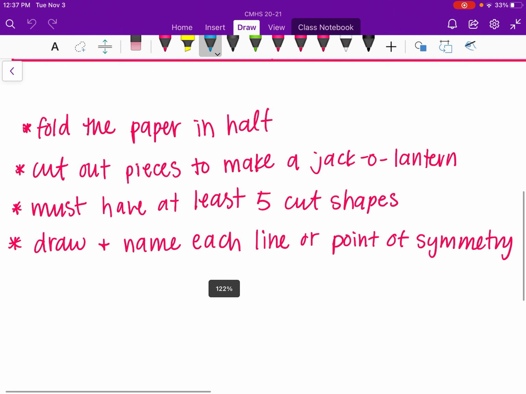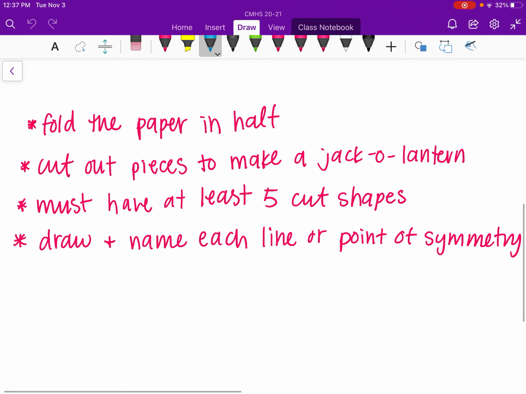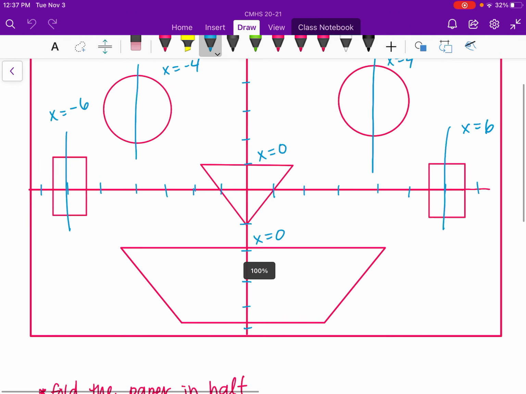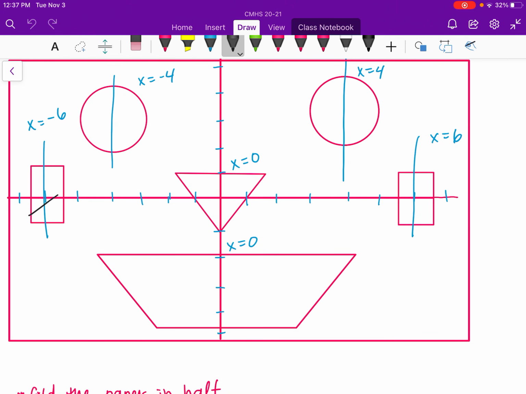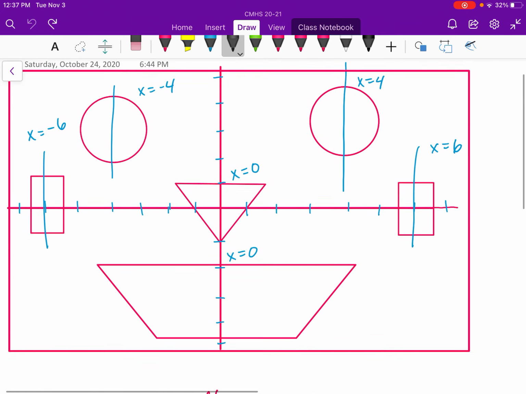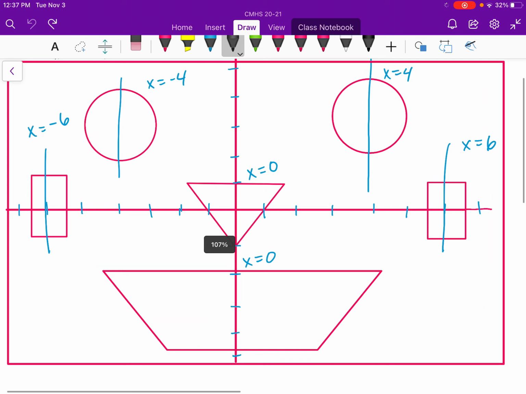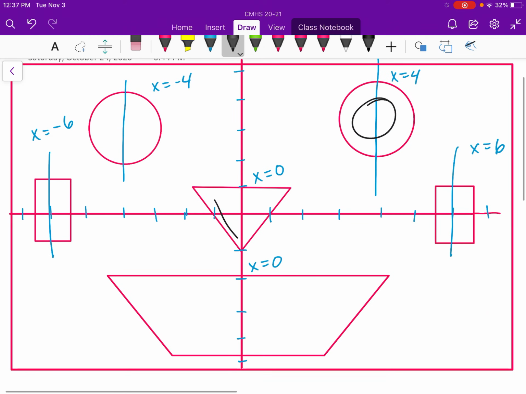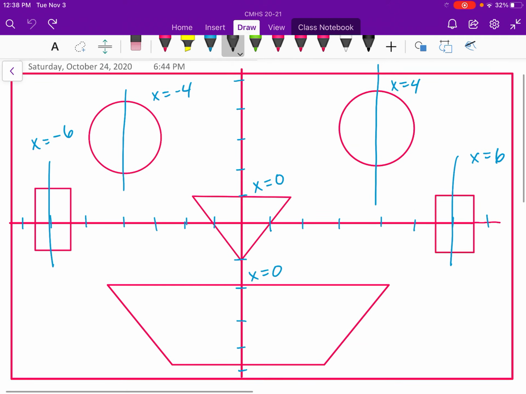So cut out pieces to make a jack-o'-lantern face. You must have at least 5 shapes. So I have 6 shapes, I believe. 1, 2, 3, 4, 5, 6. Yes, I do. But you only have to have 5, so choose wisely. And after you do that, so fold it in half, cut the shapes that you want. Here I used all kinds of shapes. I used a circle, I did a triangle, rectangle, and then some trapezoid shape here. But you can make whatever shapes you want. After you do that, open it up and see your face. Make sure you have 5 different shapes.